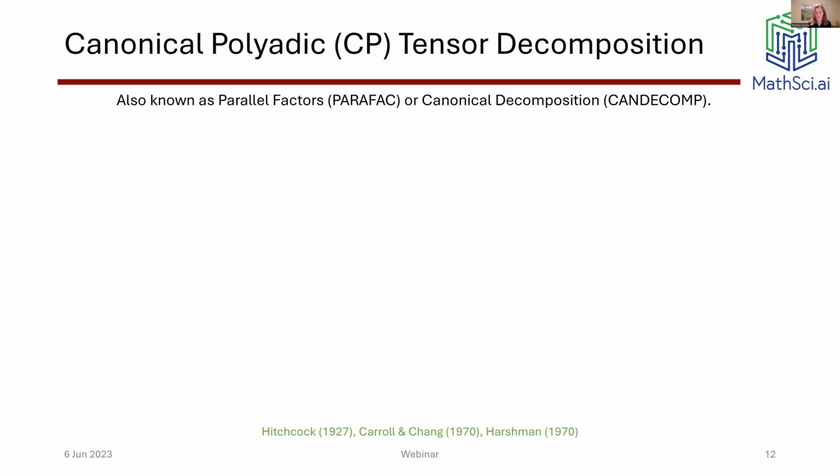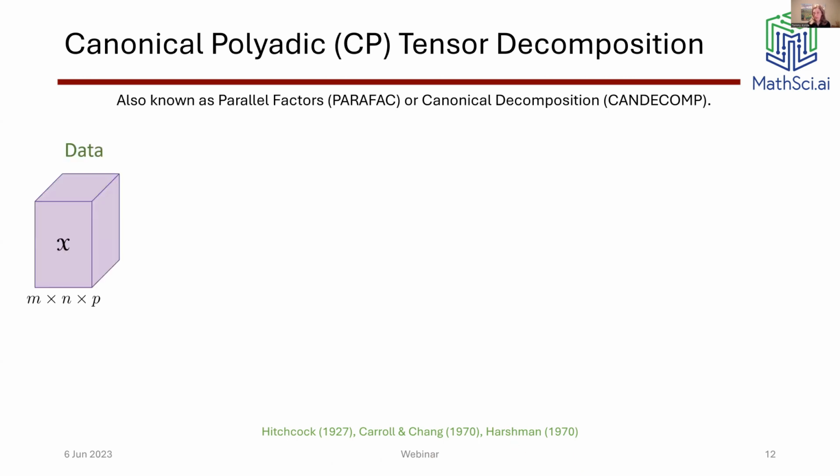So that can mean whatever you want it to mean. Some people call it canonical polyadic. It's also known as PARAFAC or canonical decomposition, CANDECOMP. And then originally CP just came from PARAFAC, CANDECOMP, but now some folks have reverse engineered it to be canonical polyadic. And this dates back to Hitchcock in 1927, Carroll and Chang in 1970, and Harshman in 1970.